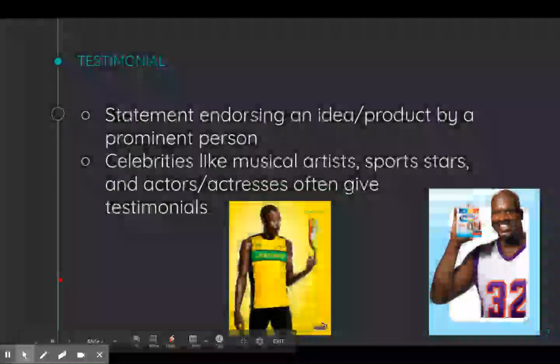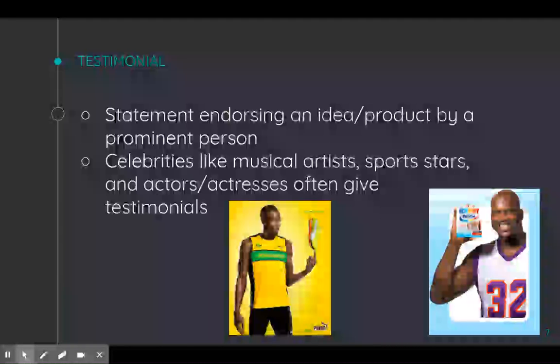Next is testimonial. This would be a statement endorsing an idea or a product by a prominent person. It's usually celebrities, could be musical artists, sports stars, actors, actresses. Here's a couple of ads as an example. Usain Bolt advertising for Puma, Shaquille O'Neal advertising for Icy Hot. But you also see this throughout political campaigns, where different politicians will have different celebrities come and campaign with them on the campaign trail. There's tons of examples of that happening as well. It's the same kind of idea, where a celebrity is endorsing a product or a position or a politician.